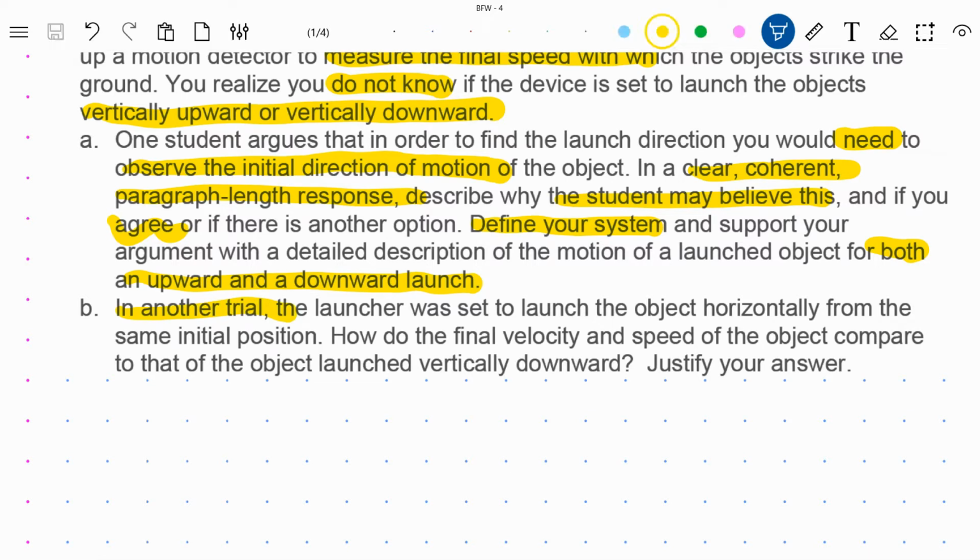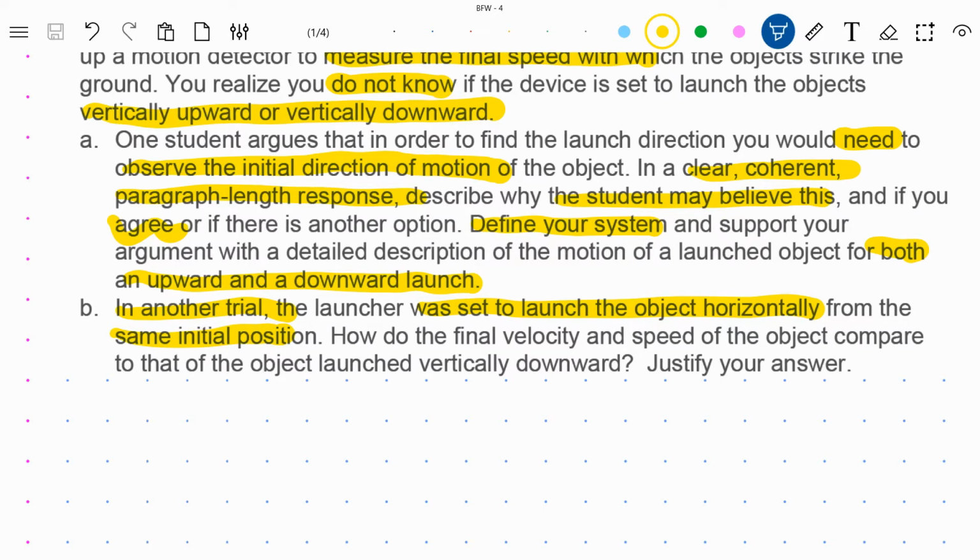Again, in part A, it was definitely a vertical launch. We were just trying to compare a vertically upward launch versus a vertically downward launch. So part B says the launcher was set to launch the object horizontally from the same initial position. Now, I did notice that the question didn't specify the launch speed in this horizontal launch, so I think that I'm going to have to assume that it was intended to be there, or intended that we would assume it, that the speed is going to be the same in this horizontal launch. Otherwise, it would be too wide open, I think.